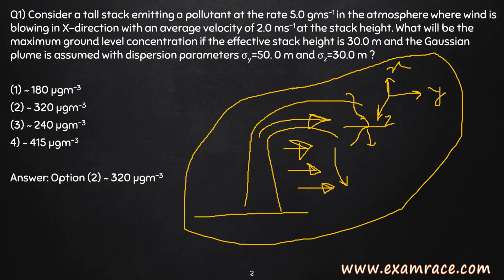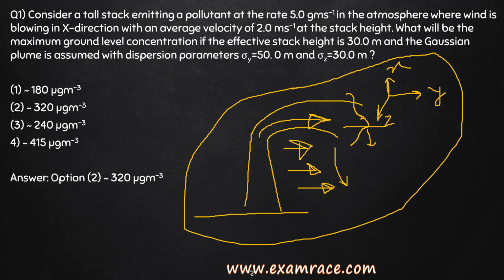The question is, consider a tall stack emitting a pollutant at the rate of 5 gram per second in the atmosphere where wind is blowing in x direction with an average velocity of 2 meter per second at the stack height. What will be the maximum ground level concentration if the effective stack height is 30 meter and the Gaussian plume is assumed with dispersion parameters sigma y equals to 50 meter and sigma z is equal to 30 meter?